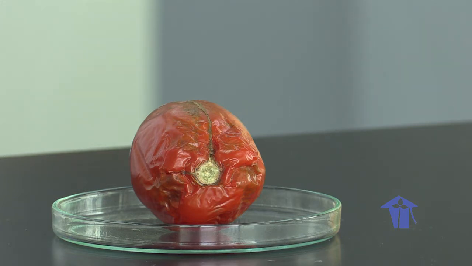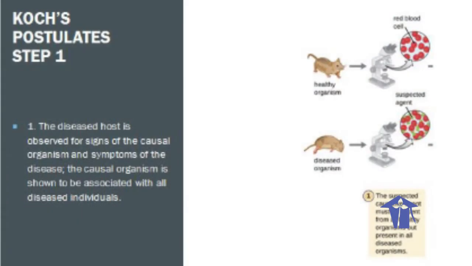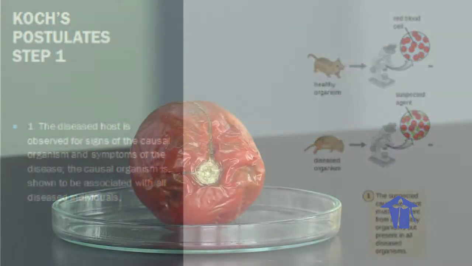The first being the diseased host is observed for signs of a pathogen as well as symptoms. The causal organism is seen to be associated with all diseased individuals, or all individuals that show these common signs and symptoms present on them.